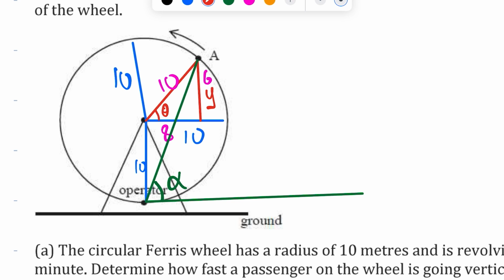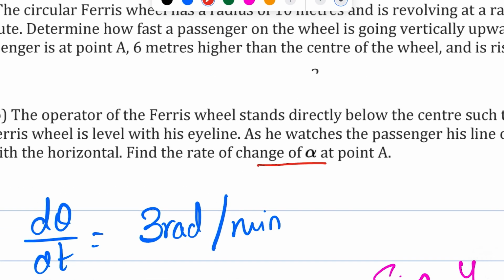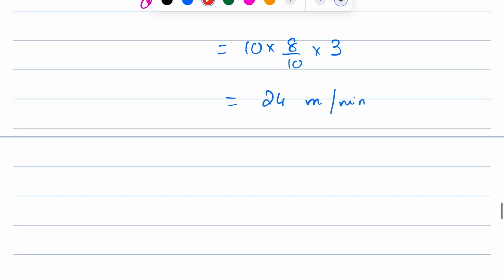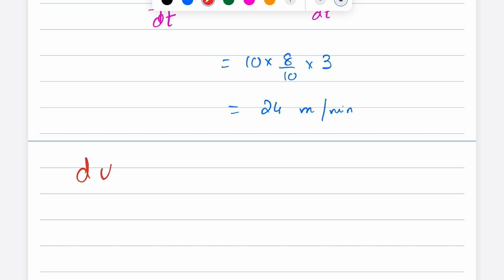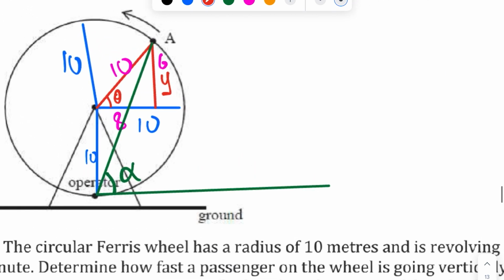So alpha and theta. Now I have to find a relationship between this alpha and theta, because he's asking to find the rate of change of alpha. So he's asking us to find d alpha by dt. Anytime rate means with respect to time, d alpha by dt. So I have to find a relationship between alpha and theta.